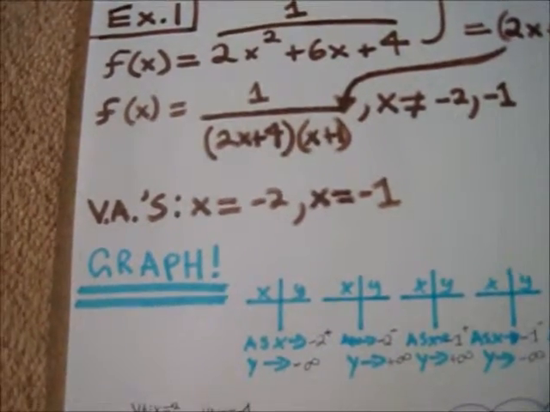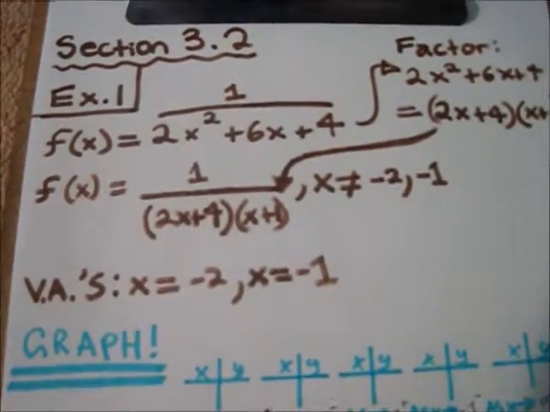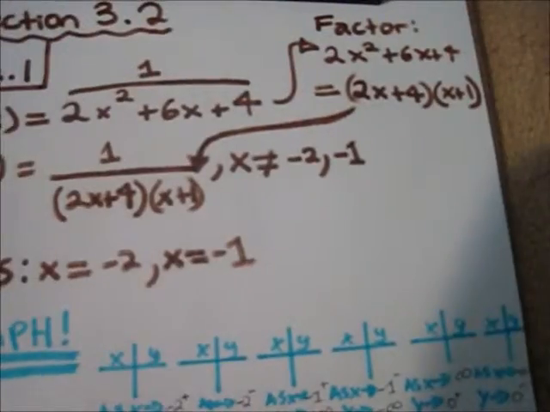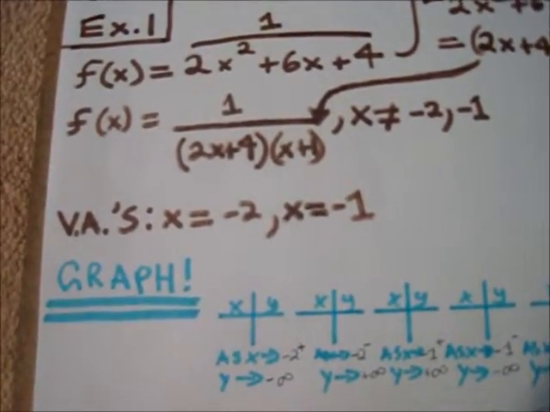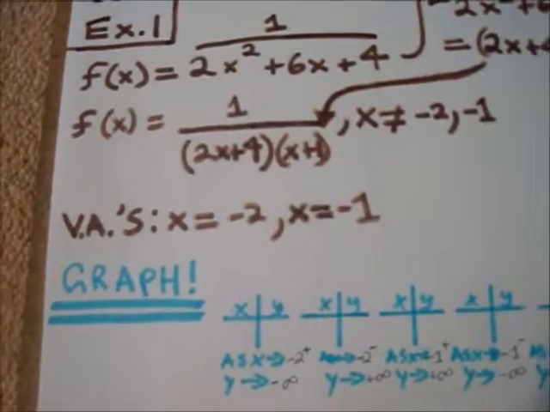So that was our first step. First step is you get the function, factor it. If it's on a test, factor it. And from the factoring is how you're going to get your restrictions and your vertical asymptotes.